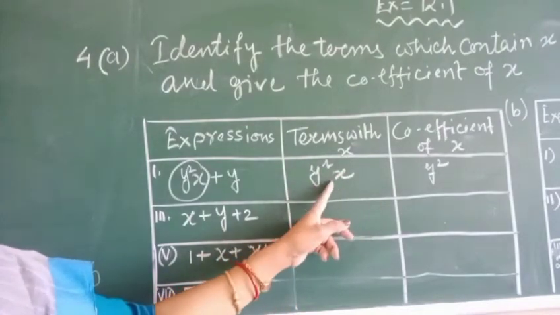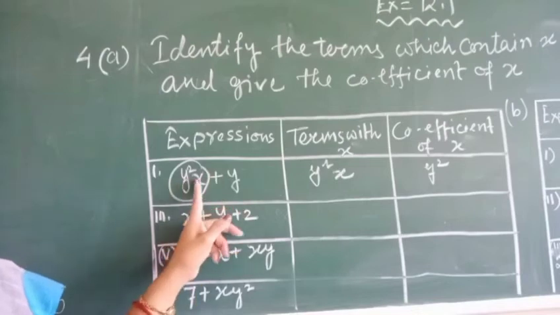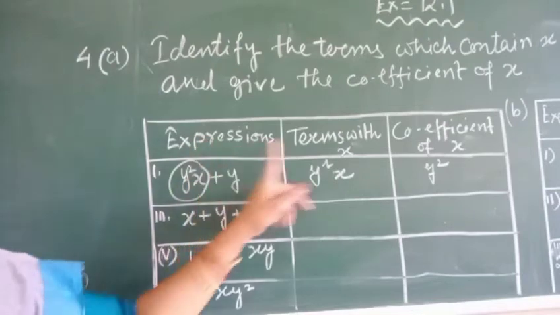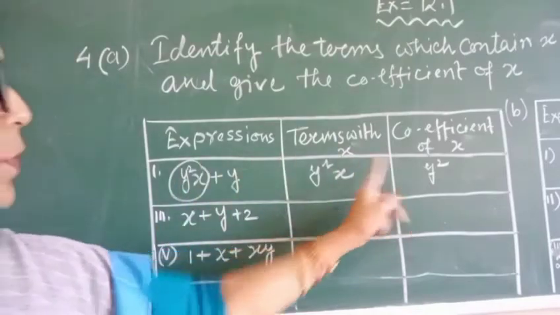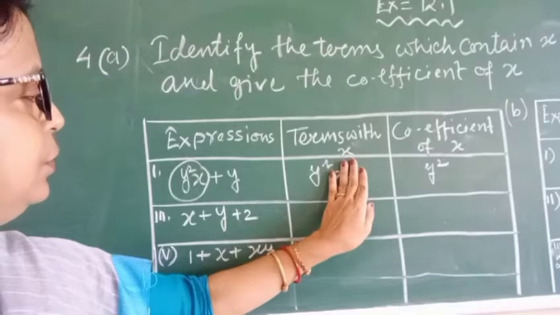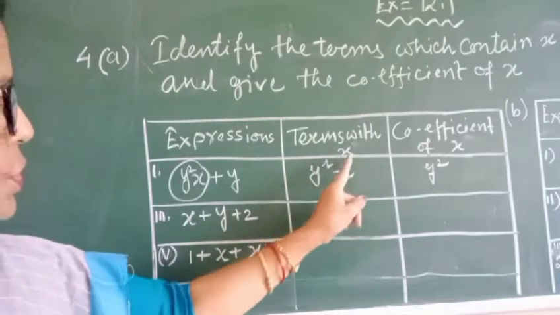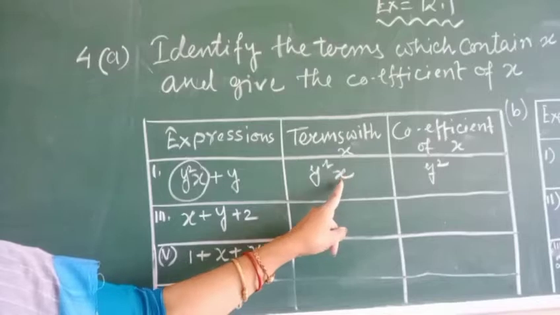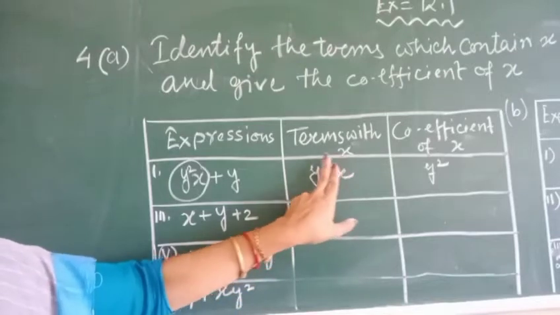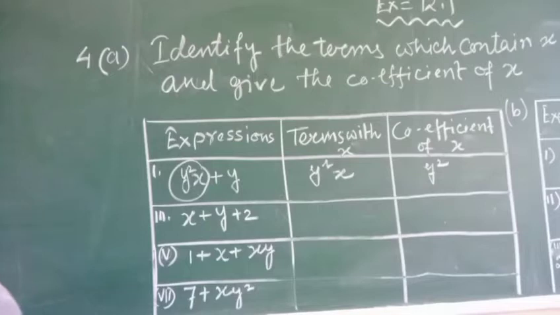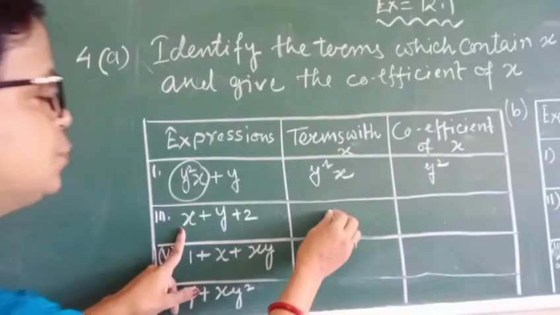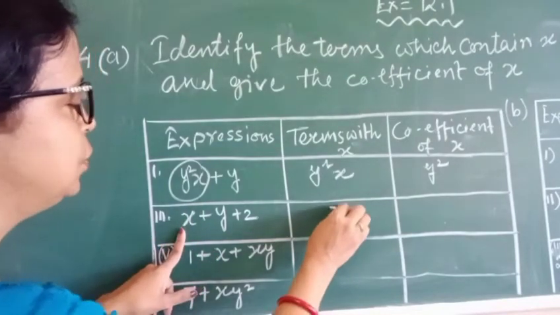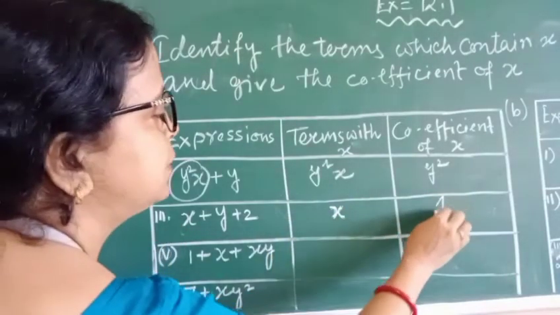It is very clear for everybody that this is the expression y square x plus y. The term which contains x is y square x, and for the coefficient of x, you will cover the variable for which you are finding the coefficient, and whatever remains you will write here. Next question is x plus y plus 2. The term which contains x is only this one, so it is x, and the coefficient of x is, you can see, only 1.